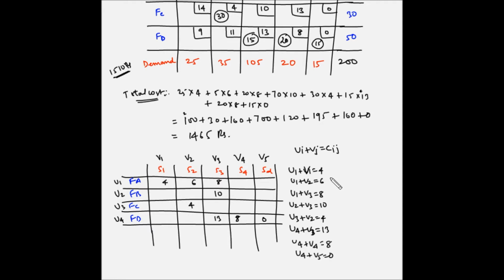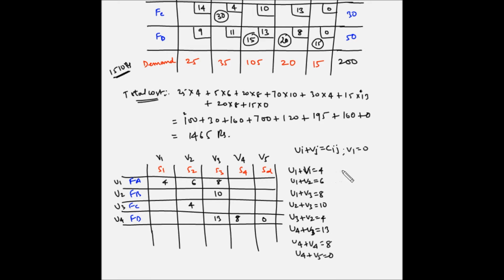Now again, since we have taken here m plus n, that is 9 variables, however the number of allocations is m plus n minus 1, which is 8. So we'll assume one of the variables as 0. So let's assume v1 is equal to 0. So now let's find the values of u1, u2, u3, u4, v1, v2, v3, v4, v5.